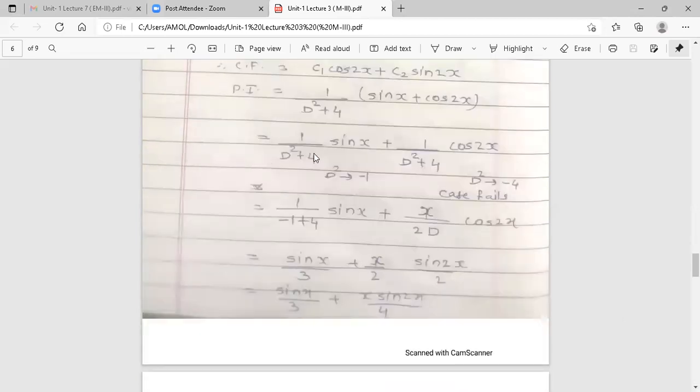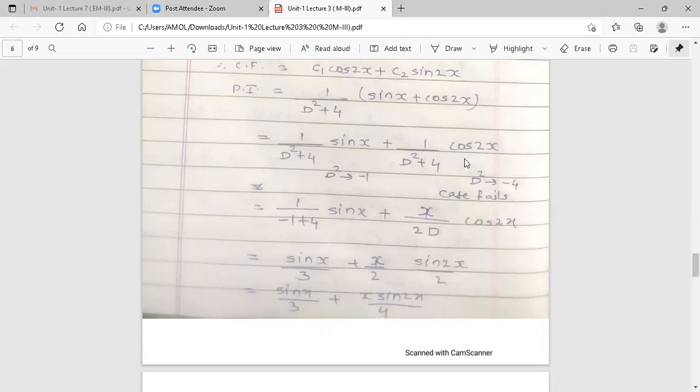Now for the sine function, we replace D square by minus a square. The coefficient of x here is 1, so the value of a is 1. You take the square of 1; the square of 1 is also 1. So replace D square by minus 1, and so the term is 1 upon minus 1 plus 4 into sin x, plus.